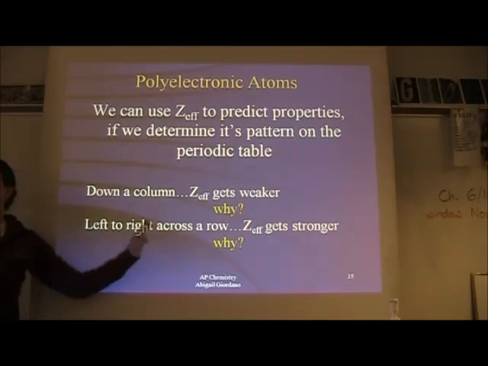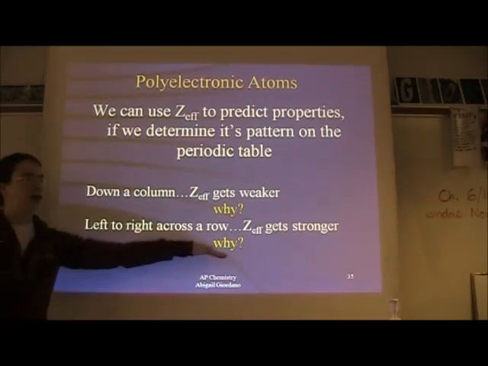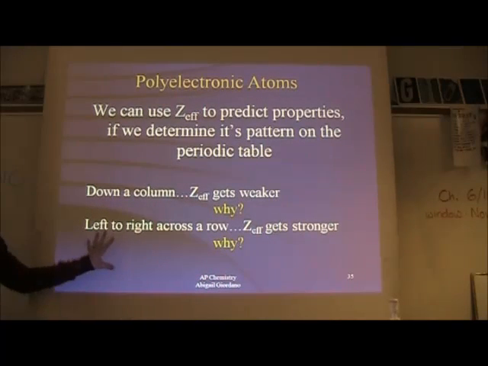Let's now talk about left to right, in a horizontal row on the periodic table. This one is a little bit more complex. Let's pick the third row on the periodic table, period 3. Let's compare sodium and chlorine. They are on the same row, which really means in terms of atomic structure, they have the same number of energy levels. Same valence energy level. It's energy level 3.